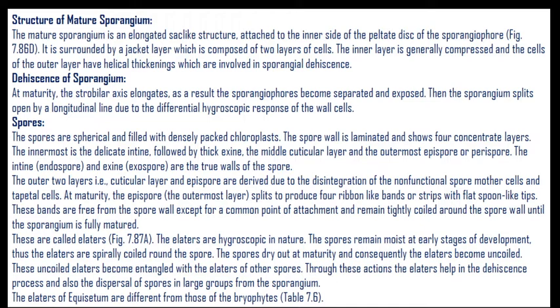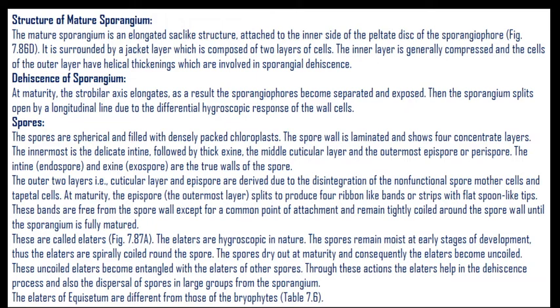The outer wall layers of a cuticular layer and epispore are derived due to the disintegration of the non-functional spore mother cell and the tapetal cells. At maturity, the epispore, that is the outermost layer, splits to produce ribbon-like bands or strips with flat spoon-like tips.